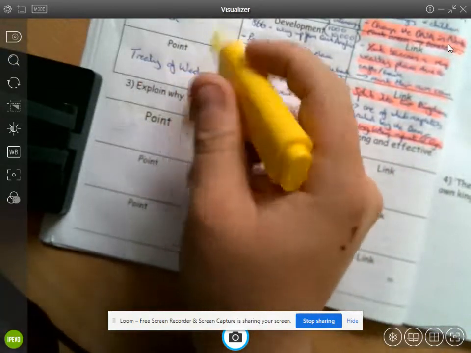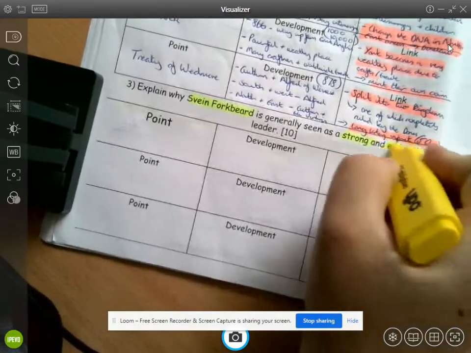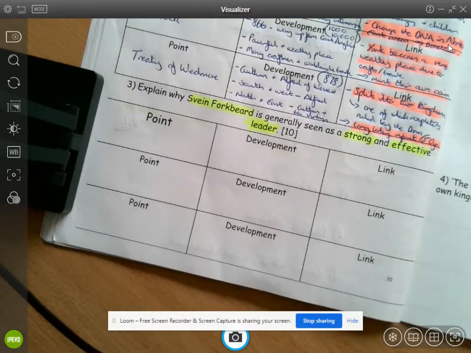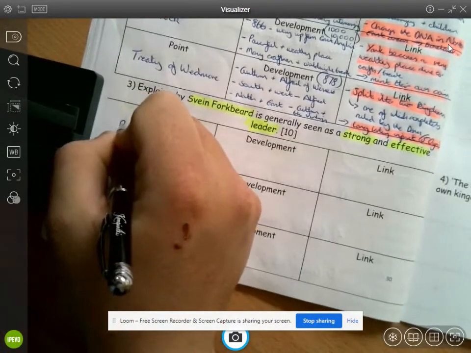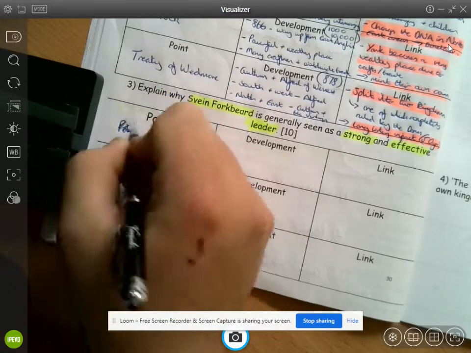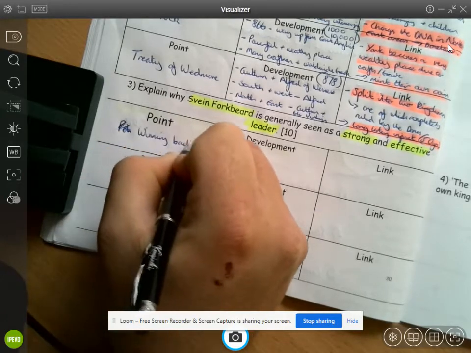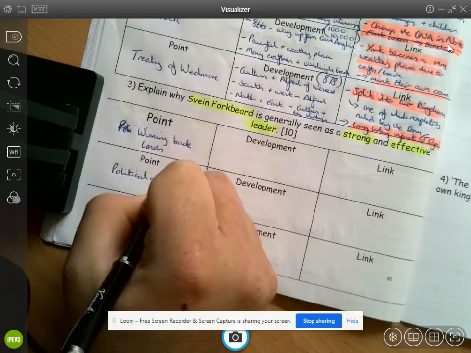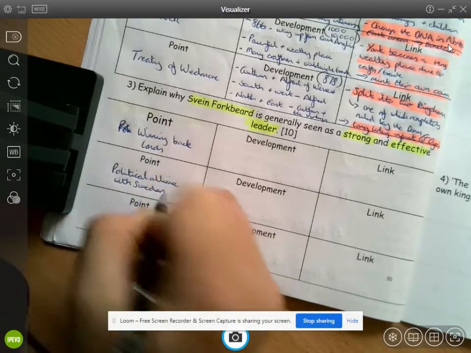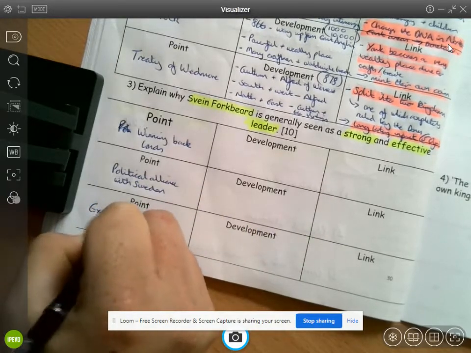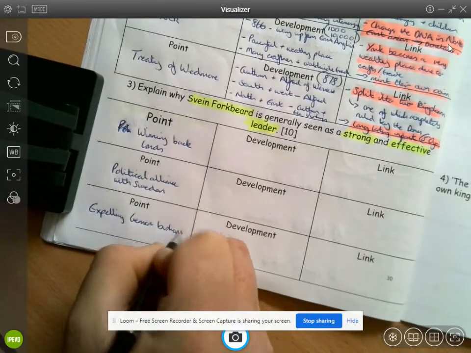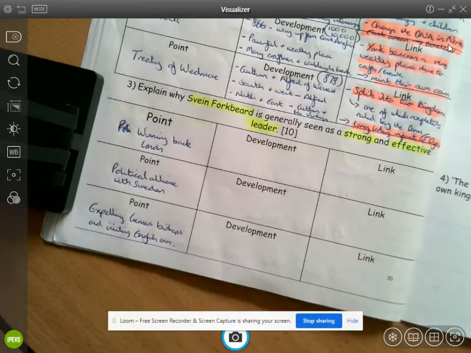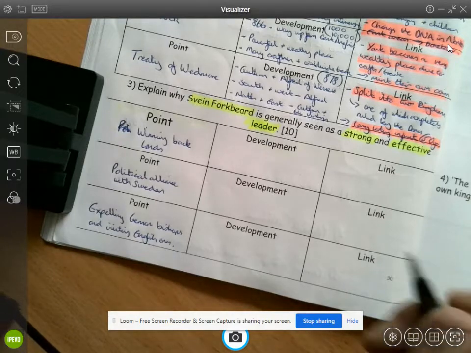So explain why Svein Forkbeard is generally seen as a strong and effective leader. So we need to be explaining why the actions that we've chosen make him seen as a strong and effective leader. I would first say winning back the throne, his second point would be his political alliance with Sweden, and his third point would be about expelling German bishops and inviting English ones. So we'll start by winning back his lands.